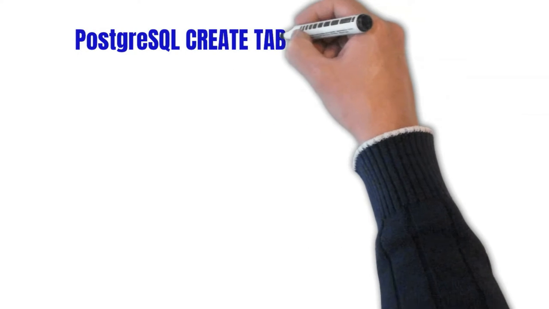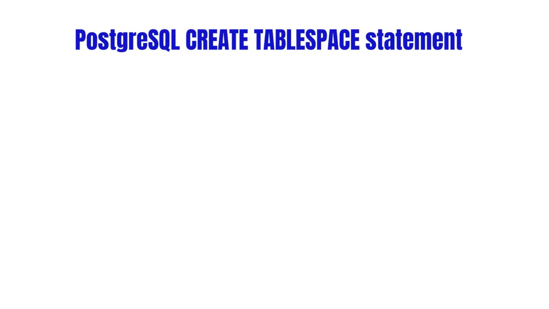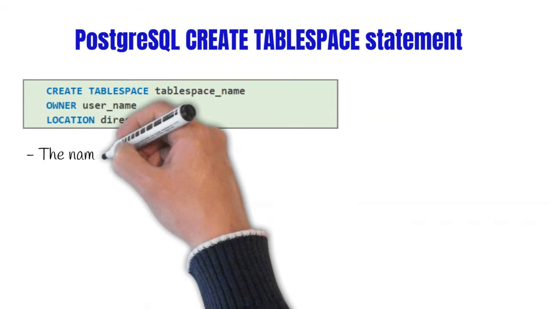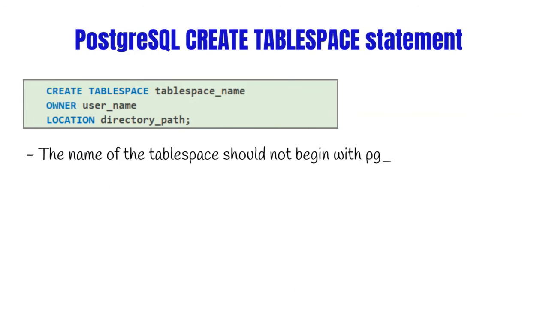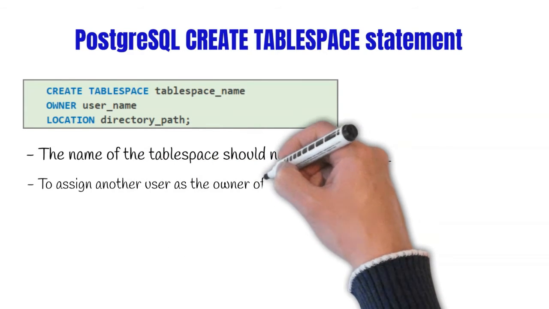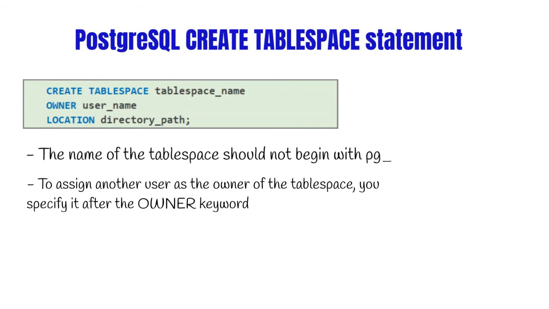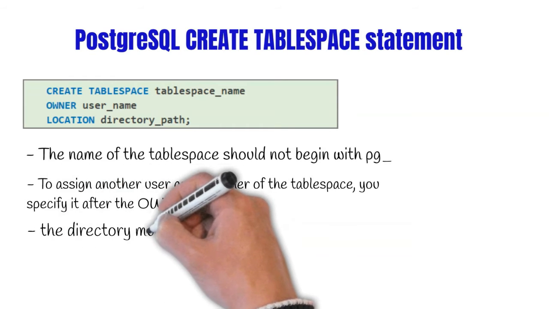To create a table space in Postgres, you will use the CREATE TABLESPACE statement. It's very important to note that the table space name should not begin with pg_ because this is reserved for the system table spaces like pg_default and pg_global. By default, the user who executes the CREATE TABLESPACE is the owner of that table space. So if you want to assign a specific user to own that table space, you have to specify the OWNER keyword. The directory path is the absolute path to an empty directory used for the table space.